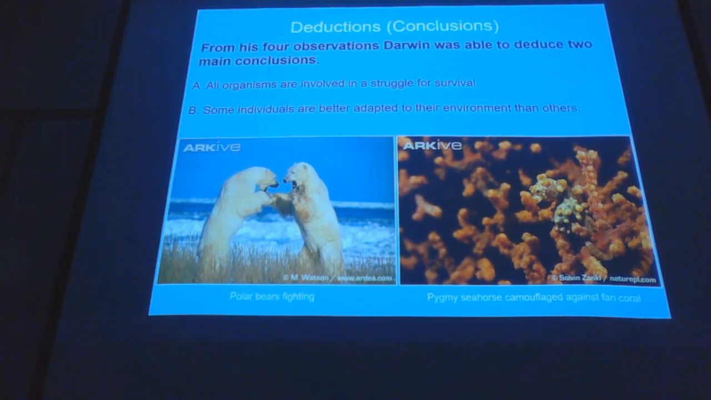The first deduction is that all organisms are involved in a struggle for survival, and some individuals are better adapted to their environment than others just by pure luck, just because they had the right genetic variation. They were born with the right genetic variation, not by choice, right? And those ones are the ones that will pass on their genes because they survive and reproduce better than others.